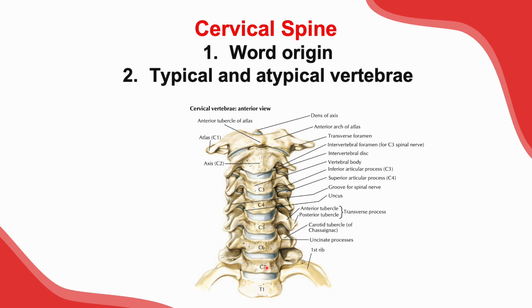This right here is an anterior view of the cervical vertebrae. So we have C1, then C2, 3, 4, 5, 6, and then C7. And then this is the first thoracic vertebra with the first rib.